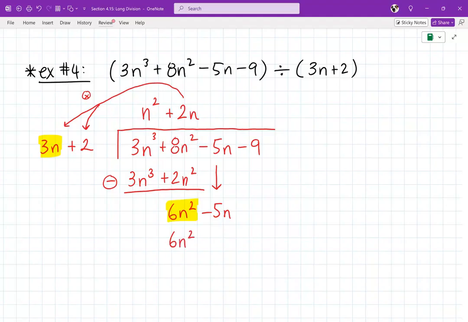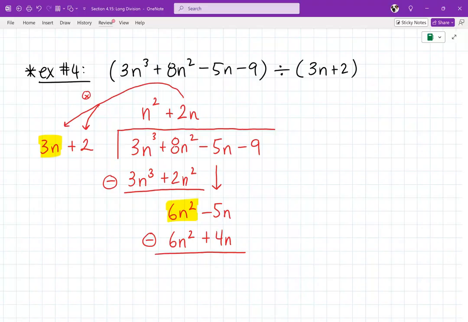Notice they match, that's good. 2n times 2, positive 4n. And I'm going to subtract. All right, 6n squared minus 6n squared, 0. That's what's supposed to happen. If you're not getting that, you messed up somewhere. They should match and they should cancel immediately.